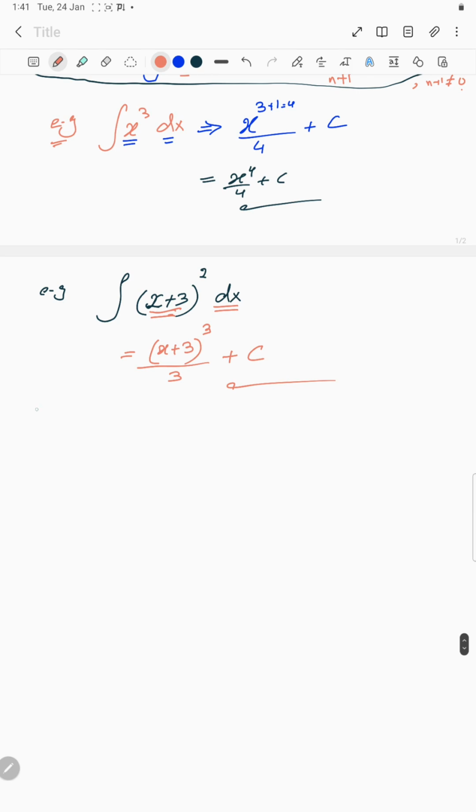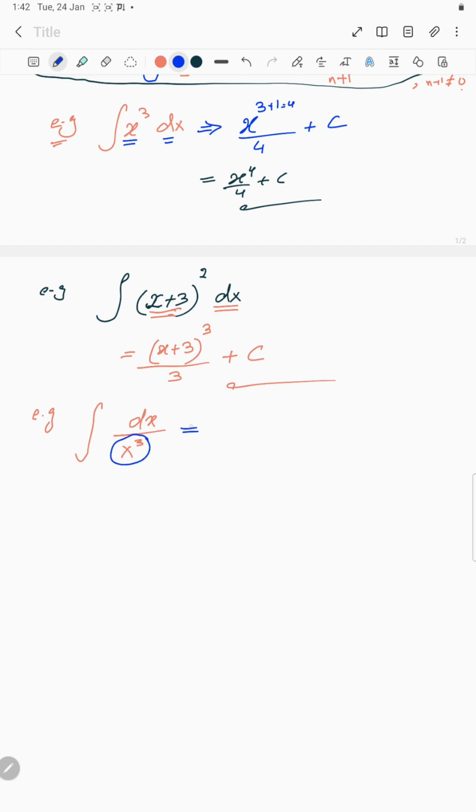If you have another example, if you have the integral of dx over x power 3, you can see in this question you have the function in the denominator.